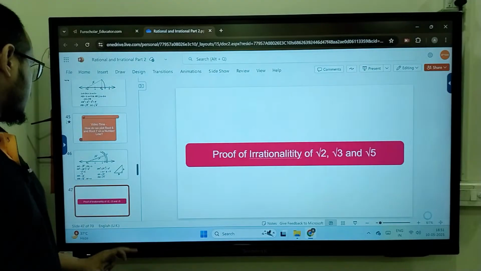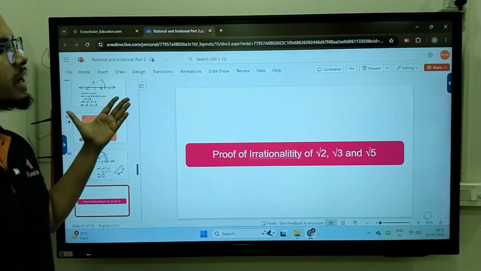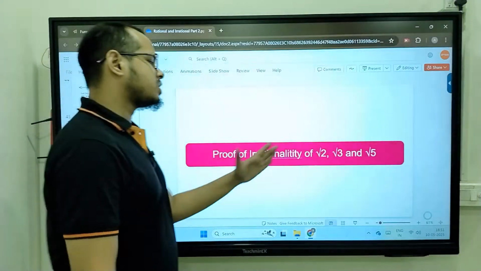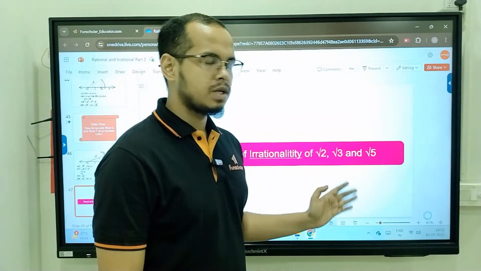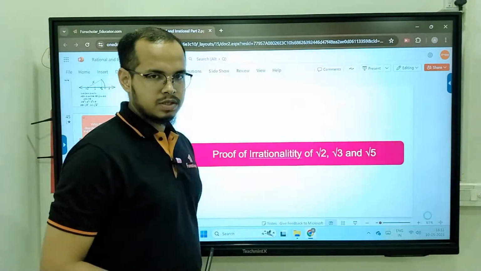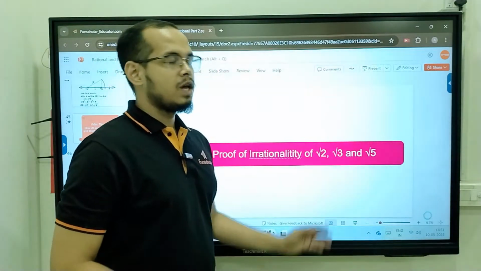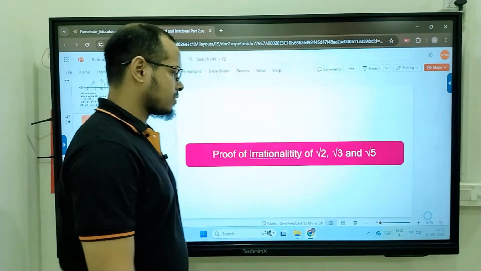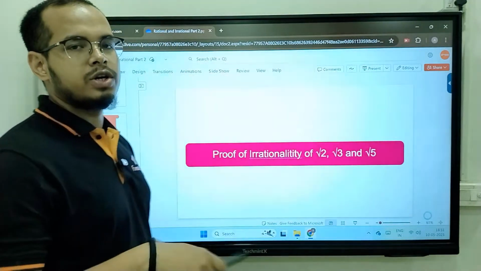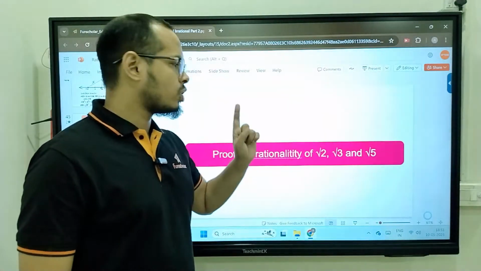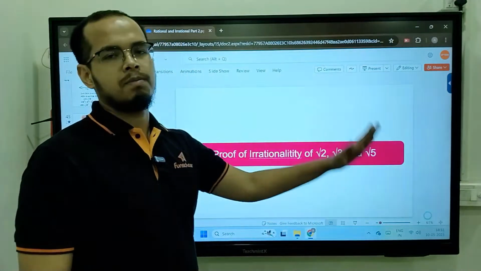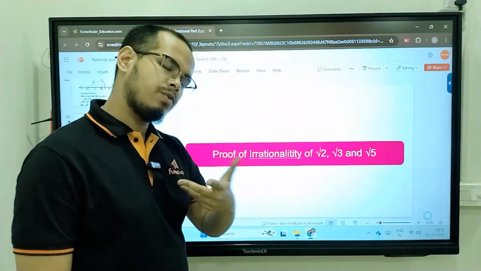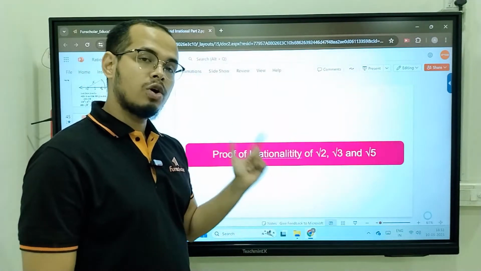Now next thing. Now we have to prove the irrationality of root 2, root 3 and root 5. We all know that these are going to be irrational. Why are these numbers irrational? Because if we solve root 2, root 3, root 5, they will have non-terminating, non-recurring decimals. What is the meaning of non-terminating? It will not be completed. Point 4, 1, 2, 2, 3, 4, 5, 7, 9. It will be like that, non-terminating, non-repeating.